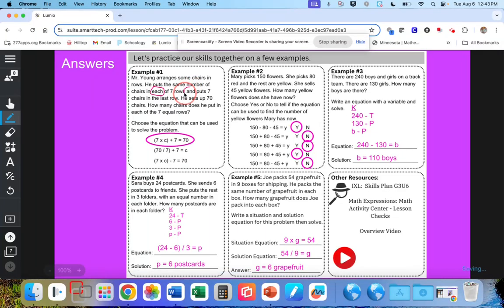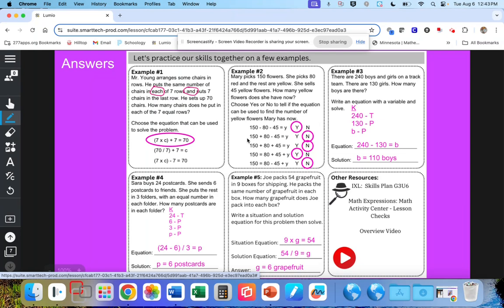And is a good word that means addition. Put 7 chairs in the last row, so we need a plus 7 more. And it equals the amount of chairs he set up, which is 70. So this is the equation we would use to solve the problem.